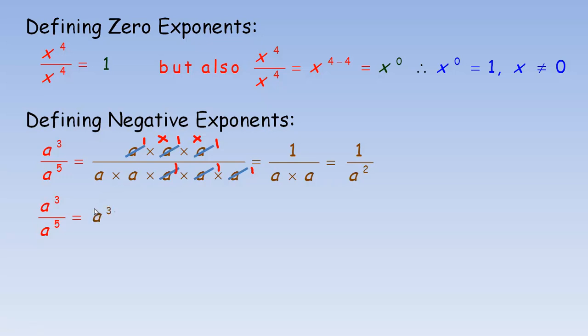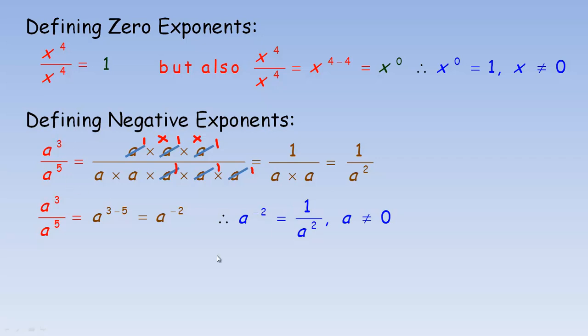Now, we can also evaluate this by subtracting. The power rule says dividing with the same base, we subtract the exponents, so 3 minus 5 would be negative 2. So I evaluate the same thing, just 2 different ways. So this and this have to be the same thing. So my conclusion is that a to the power of negative 2 is equal to 1 over a squared.